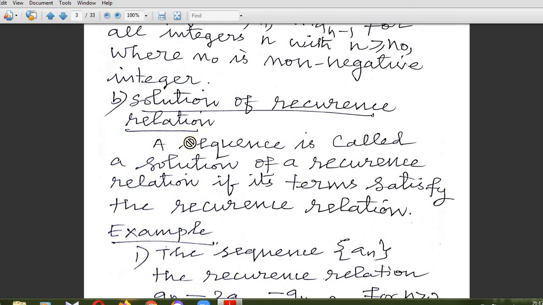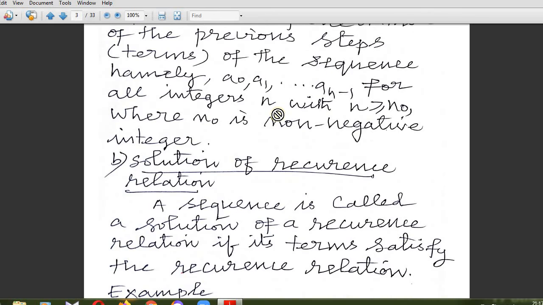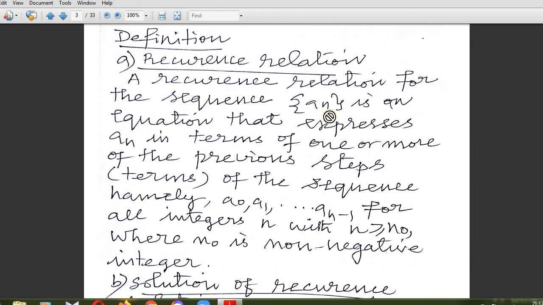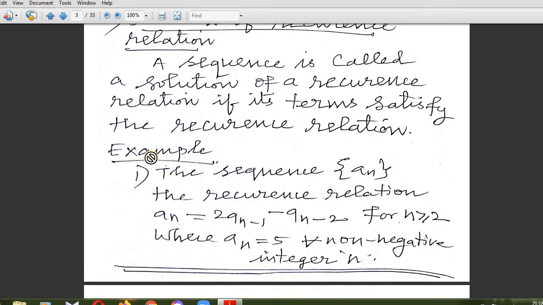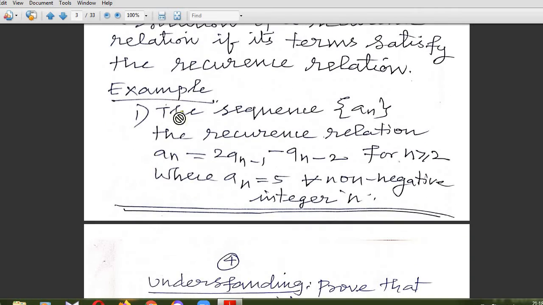Now what is a solution? We were discussing just before that a sequence which satisfies the recurrence relation is called the solution of the recurrence relation. Now look at this, another example for the recurrence relation: an equals an minus 1 minus an minus 2 for n greater than or equal to 2, where an equals 5 for all non-negative integers n. So for all n the answer is 5.